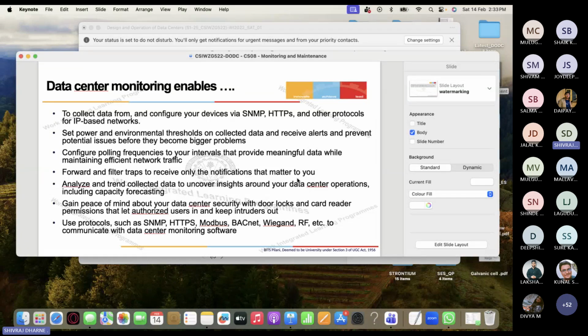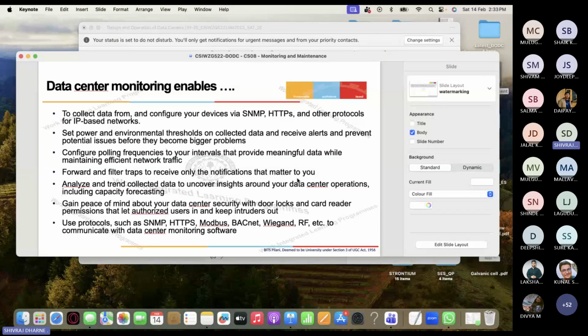So how often do you want to monitor the data? Forward or filter traps to receive only the notifications that matter to you. You are continuously monitoring, but you may not be looking all the time, every second. That data will be available, but at certain intervals you can monitor it.